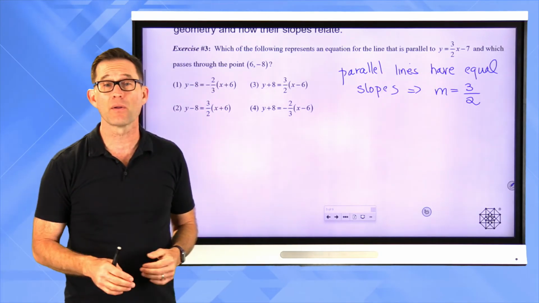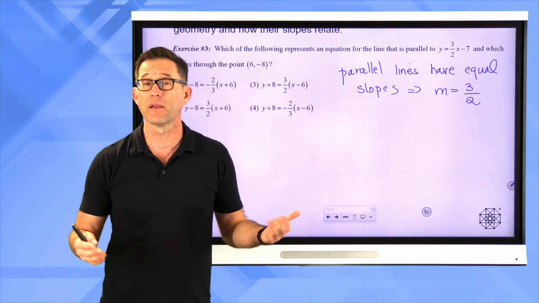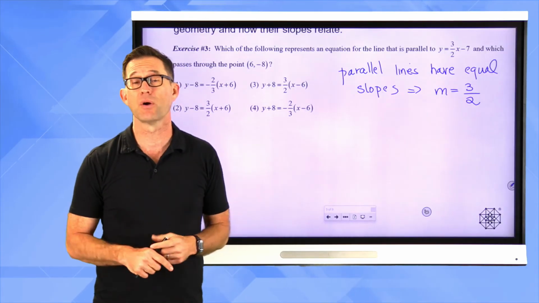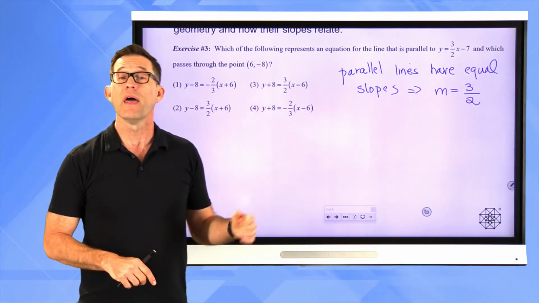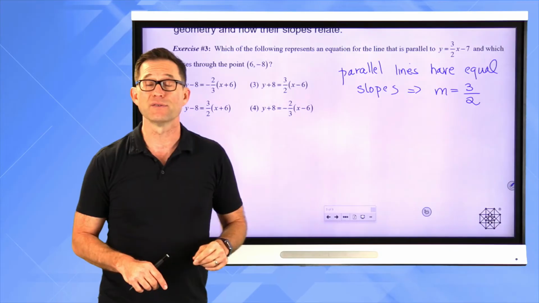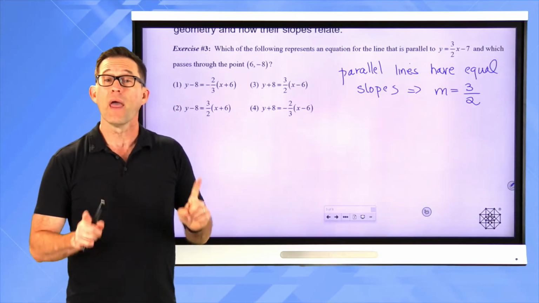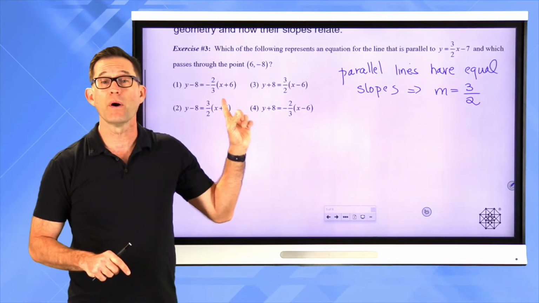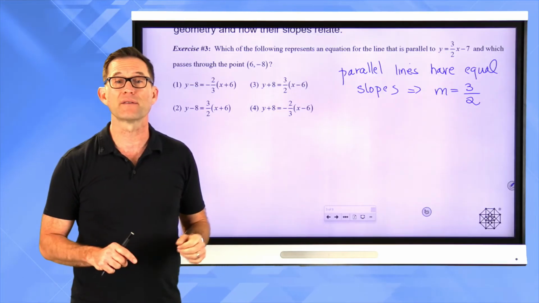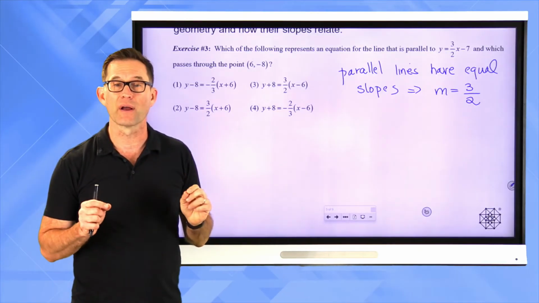So if I've got a line that's parallel to it, it must also have a slope of 3/2. Now, all of these particular lines are written in point slope form. And we can immediately say that choice 1 and choice 4 cannot be correct because they do not have the correct slope, right?